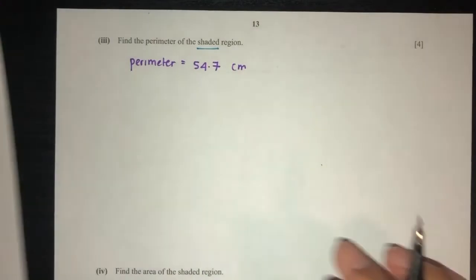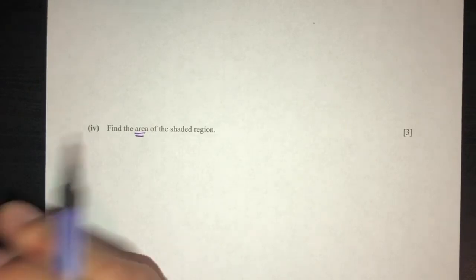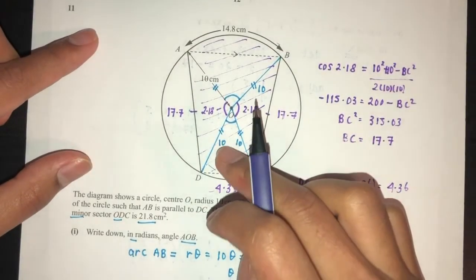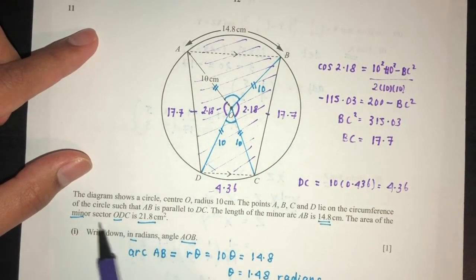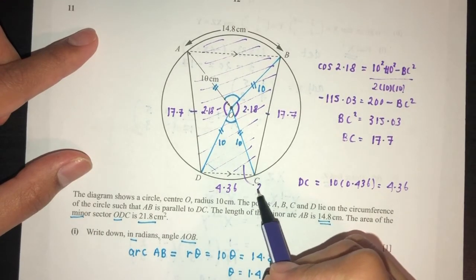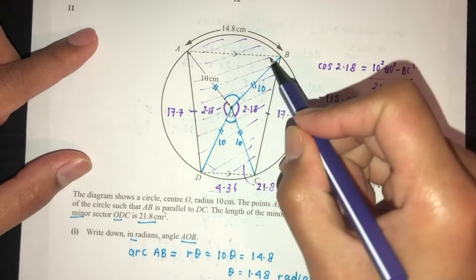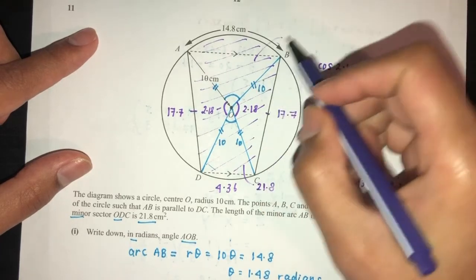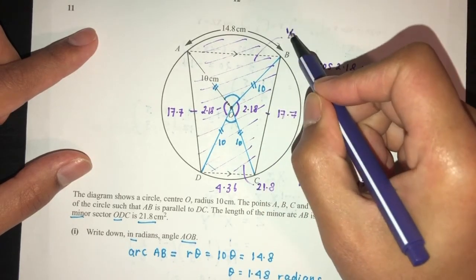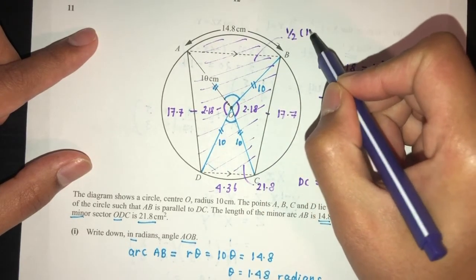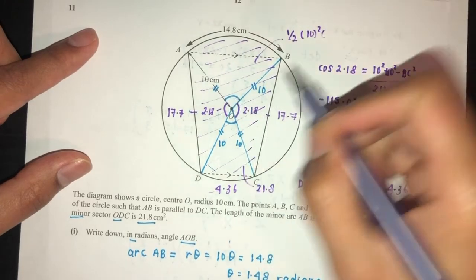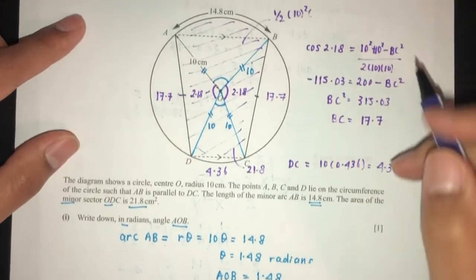Okay, now for part 4, find the area of that region. How do you find the area? Let's have a look. Here we have the area of the sector, which has been given to you already. This is 21.8. How about this one? How do you find this area? Same way using the formula. Half of r squared, which is 10 squared, times the angle, which is from part 1, 1.48.